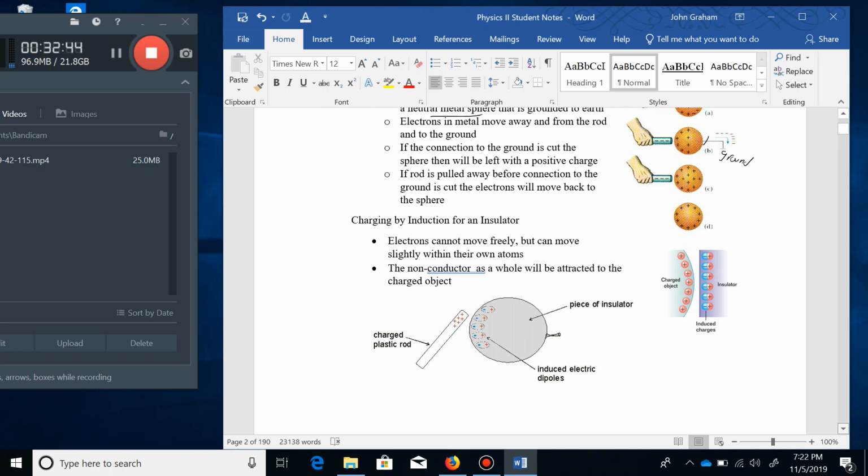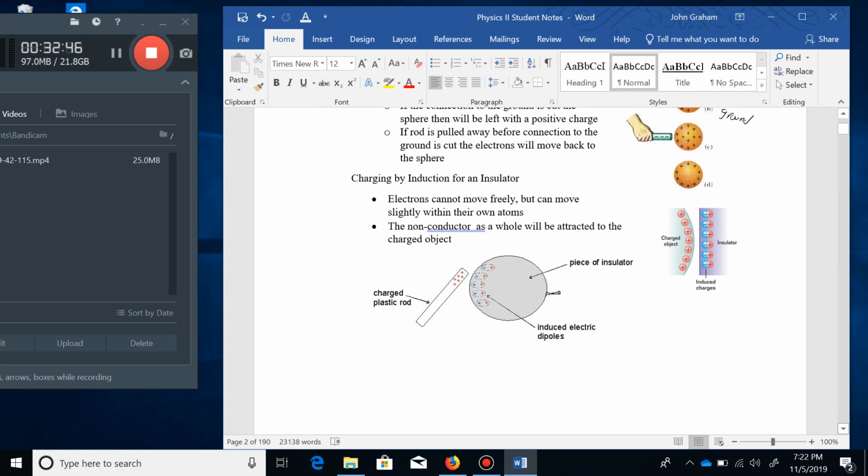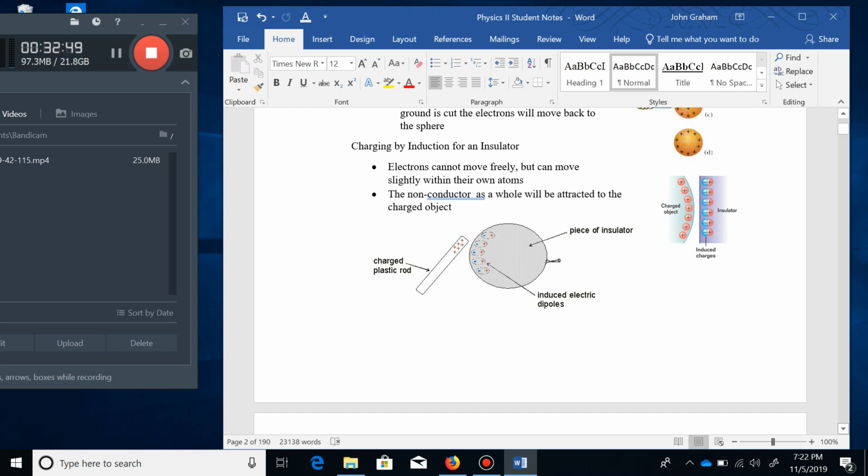And then the last one before I end this video is charging by induction for an insulator. For an insulator, electrons cannot move freely. You may have a few, but most electrons will not be moving freely. But they can move slightly within their own atoms. So if you think about it this way, think about little rods in this balloon. Well, this is what that looks like.